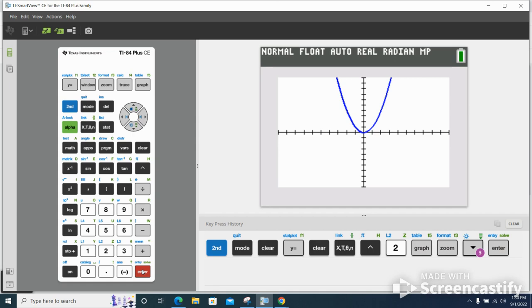No. Anybody else get an error message when they try to graph it? Does everybody have a graph like that on the screen? Remember, I'm still recording, you guys. All right, let's keep going. Does everybody have this on their calculators? If not, raise your hand.